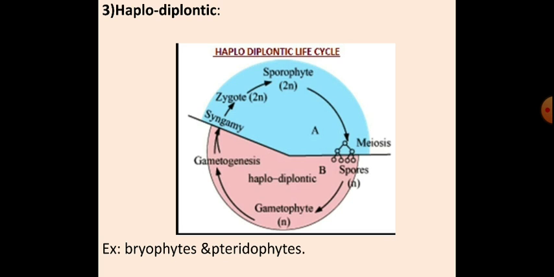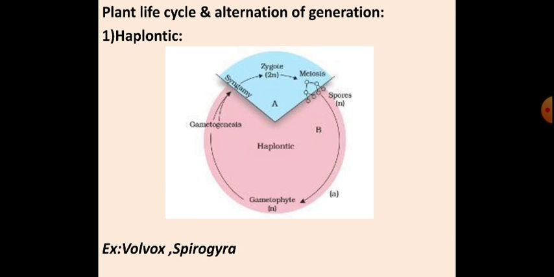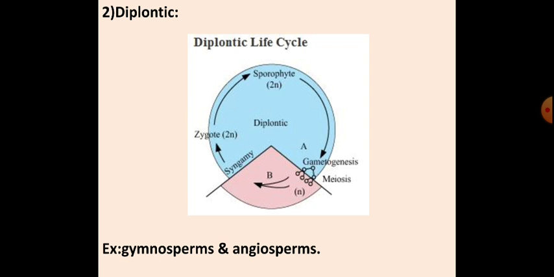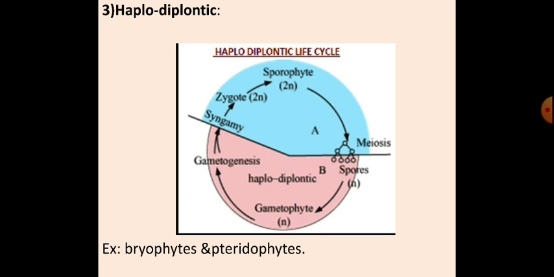These are the plant life cycles which show alternation of generation. There are three types: haplontic, examples Volvox and Spirogyra; diplontic, gymnosperms and angiosperms; haplodiplontic, bryophytes and pteridophytes. This is an important question for 2 marks. You have to draw the diagram. I hope you understood the three types of life cycle.